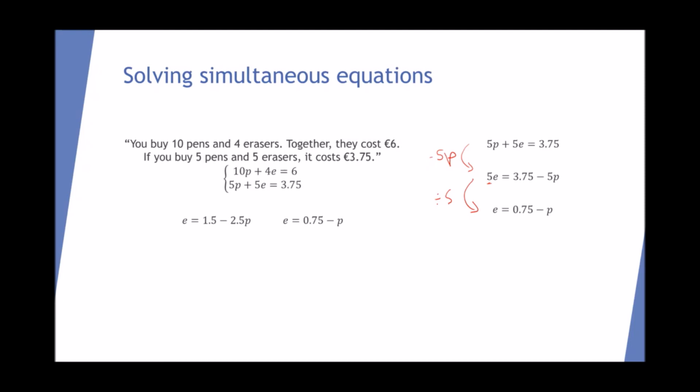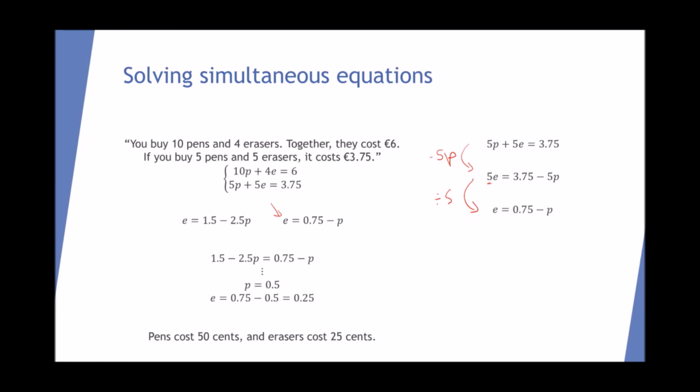And now we have two equations, two formulas. So what we can now do is set them equal to each other to find their point of intersection. And again, we can solve this equation. I explain how in my solving linear equations video, to get that p equals 0.5. And we can then find out that an eraser costs 0.25 euros by filling it into one of the formulas. In this case, I filled it into the second equation. And from that we can draw our conclusion, which means that pens cost 50 cents and erasers cost 25 cents.